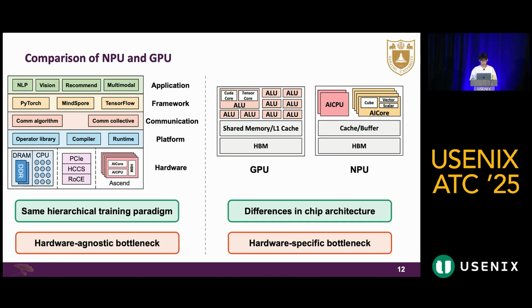However, their underlying chip architectures are quite different, and this introduces hardware-specific bottlenecks. A key example on the Ascend NPU is the AI CPU. This is a specialized compute unit for handling non-matrix computational tasks, and if not managed properly, it can create unique computation bottlenecks not found on other platforms.